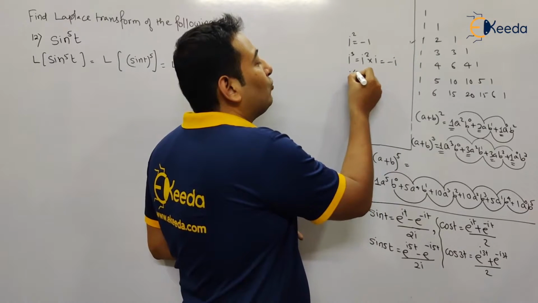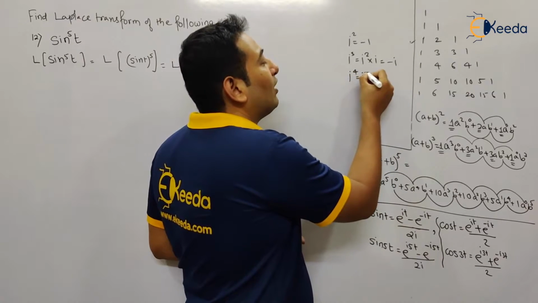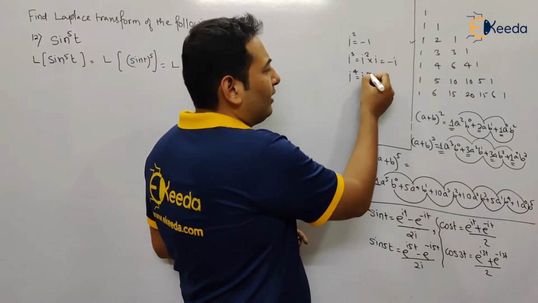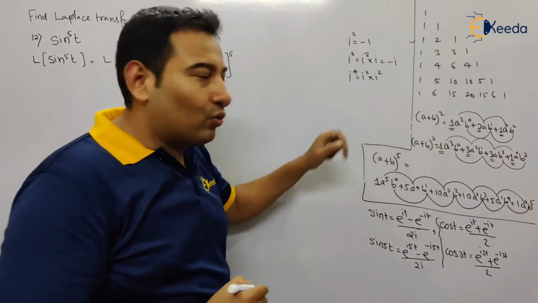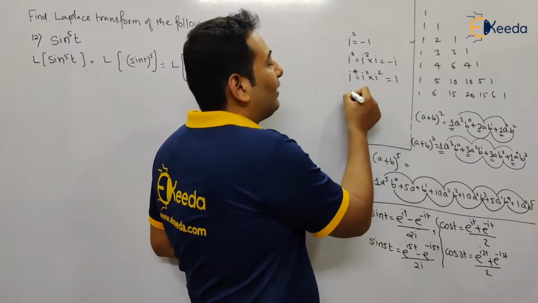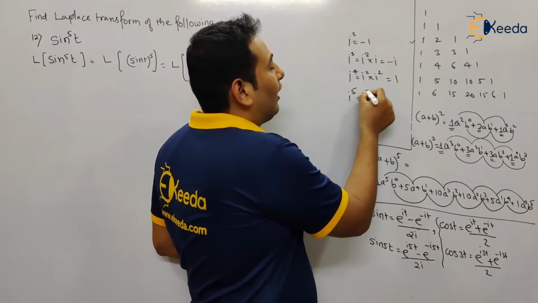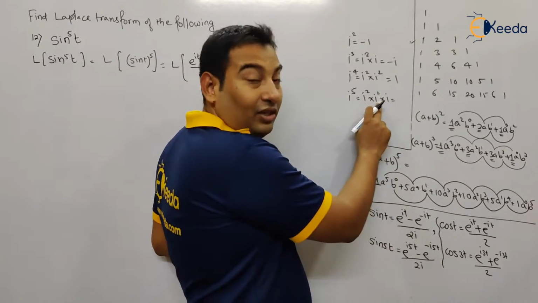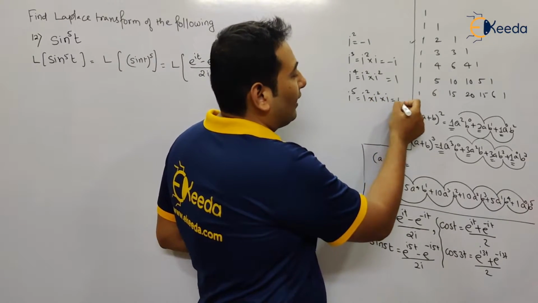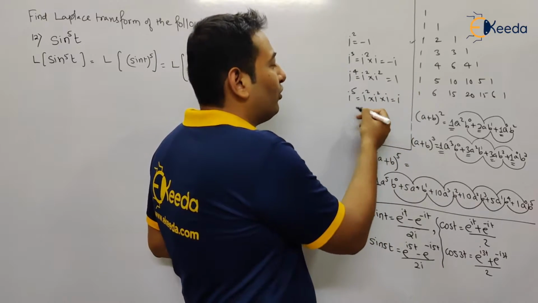Next, i raised to 4. Always we will try to convert it into i square and i. So i square into i square, that is minus 1 into minus 1, which becomes 1. Next, i raised to 5 is i square into i square into i. That will be minus 1 minus 1, that is 1, into i. So that is i only. And so on, you can go ahead.